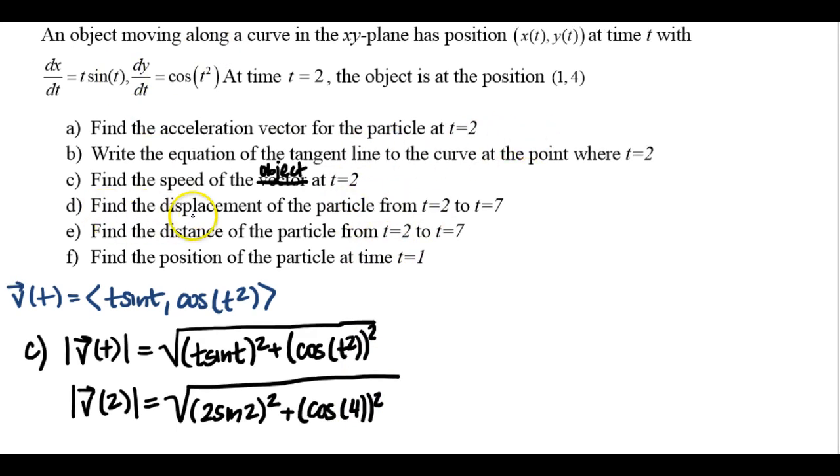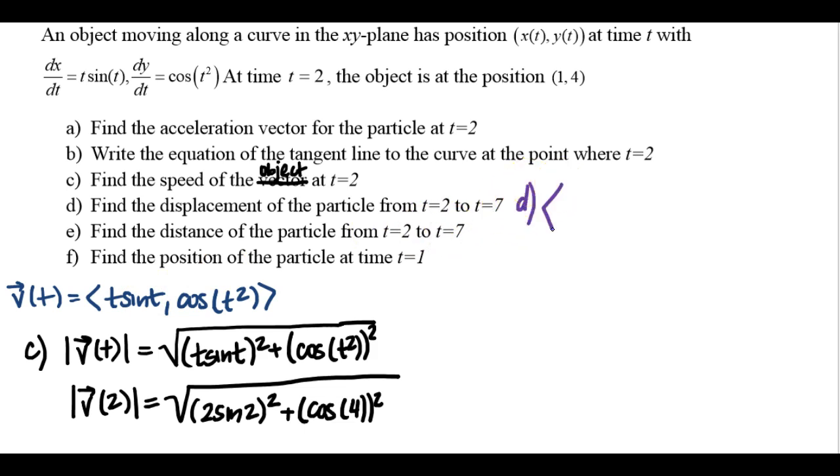Alright, in part D, we want to find the displacement of the particle from time 2 to time 7. So in general, if we remember, displacement is the integral of velocity. So here our velocity is a vector. So we're going to have to integrate each component individually from 2 to 7, and our answer will be a vector as well.